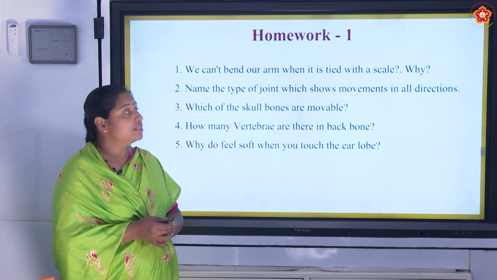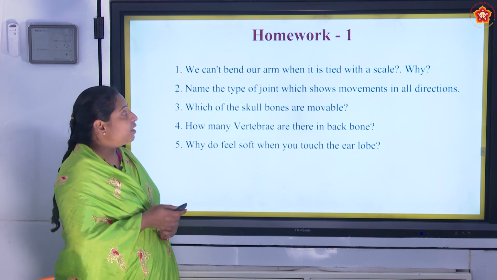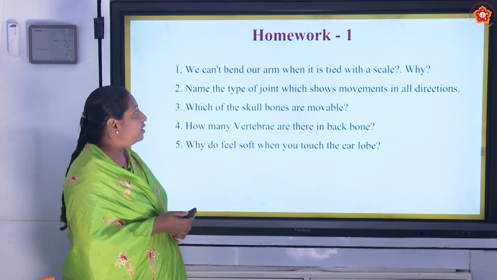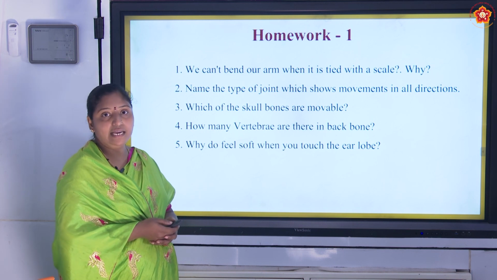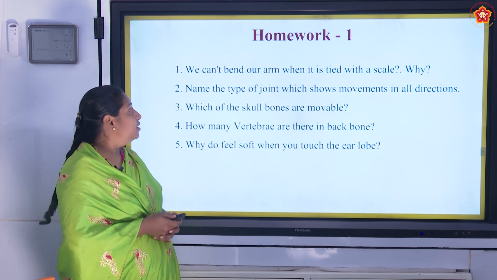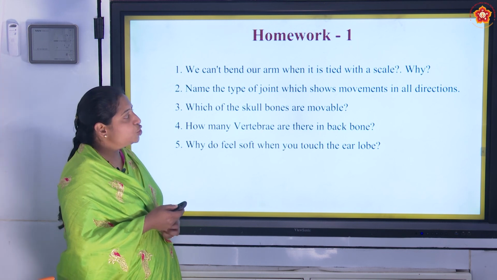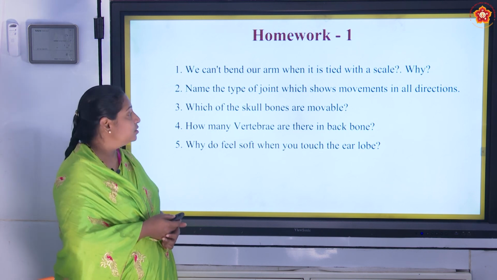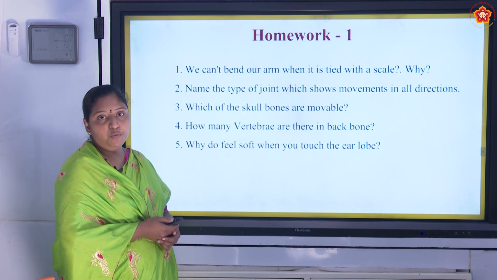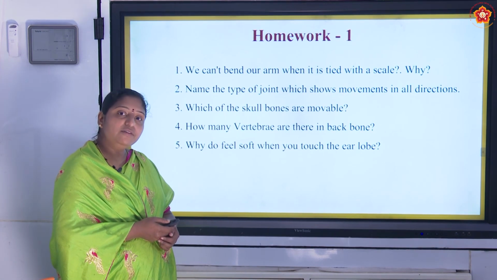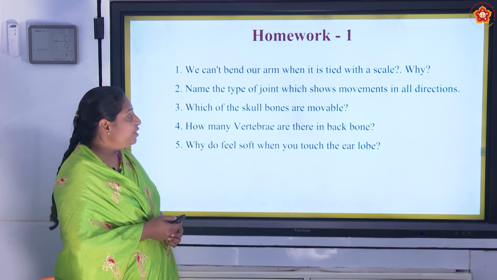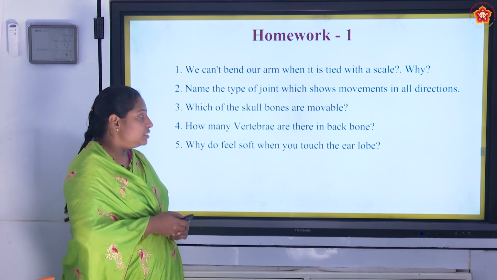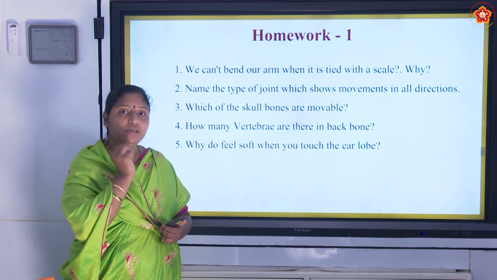Today's homework part. We can bend our arm when it is not tied with a scale. We can't bend our arm when it is tied with a scale. Why? The reason you have to write. Name the type of joint which shows movements in all directions. Which type of joint you have to write. Which of the skull bones are movable? In the skull, which part of the bones are movable? How many vertebrae are there in the backbone? Why do we feel soft when we touch the earlobe?